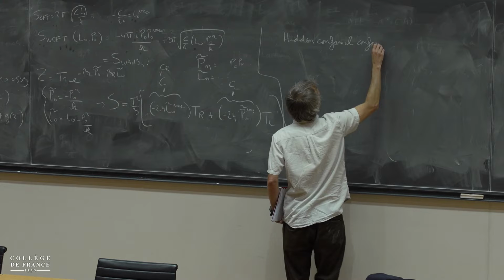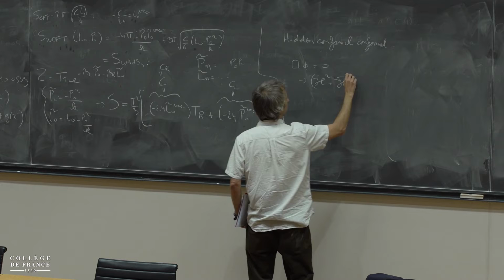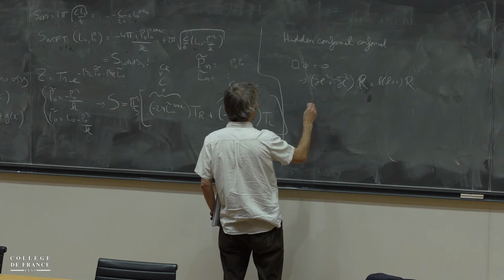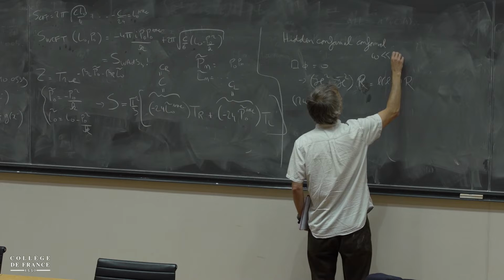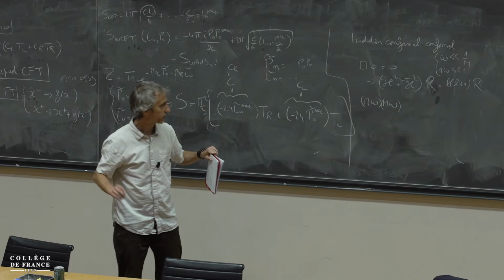Remember that the hidden conformal symmetries came from looking at the wave equation, box phi equals zero, where we found that H plus H squared plus H bar squared for the radial equation is L plus 1 R. To do this, we had to neglect terms of the form R omega times M omega. So this was found in a regime where omega was much, much smaller than 1 over M, and R omega was much, much smaller than 1. In the original radial equation, which is a Heun equation and very complicated, you had to neglect terms of this form.